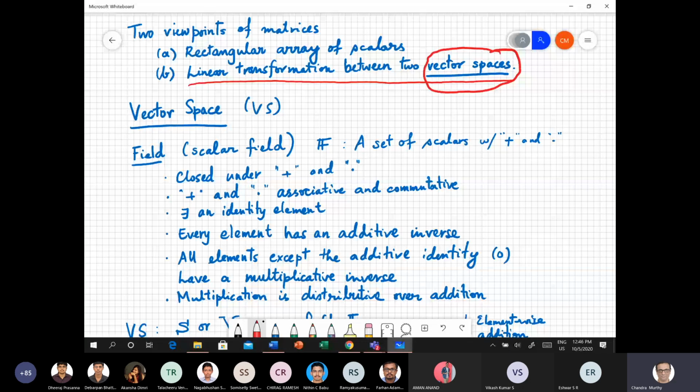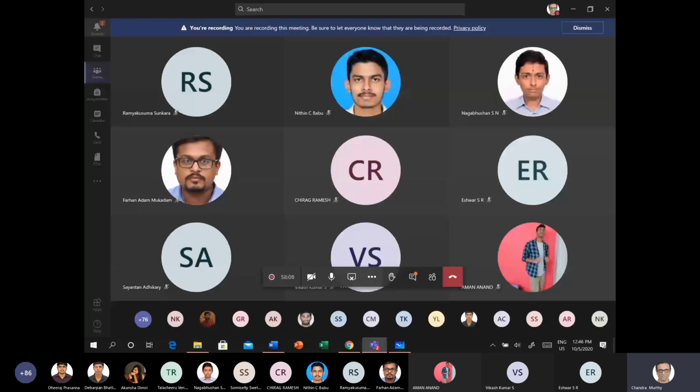Okay, so let's start with vector spaces. So a field, let me just hold on one second. I just want to check that the recording is still going on. Yes, it is going on, good.